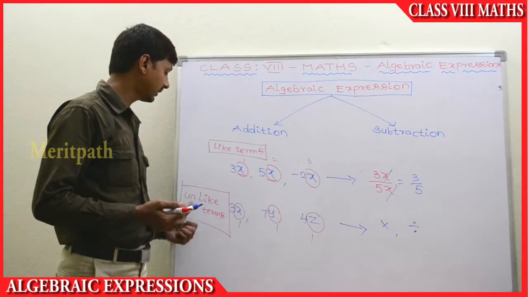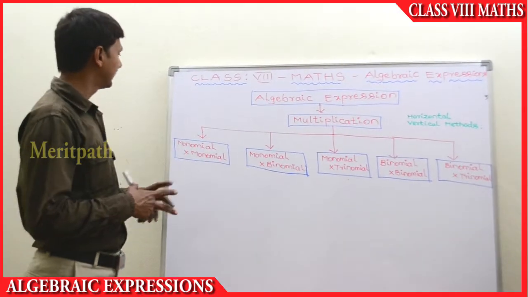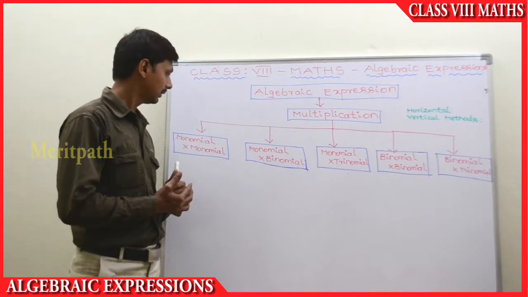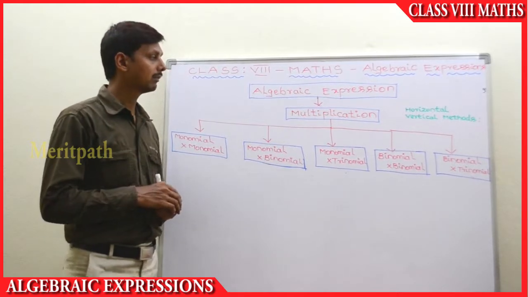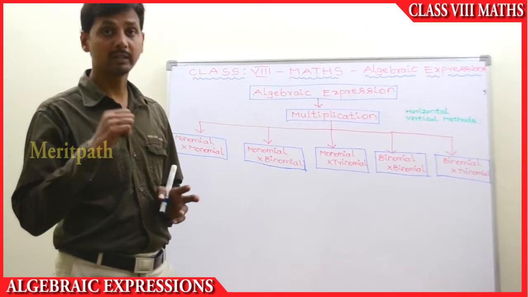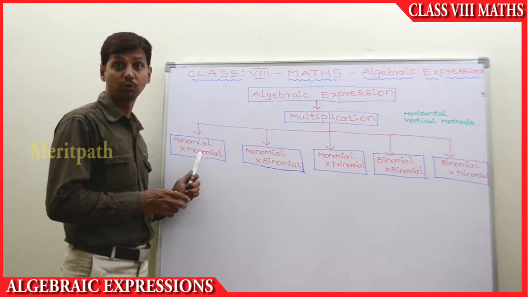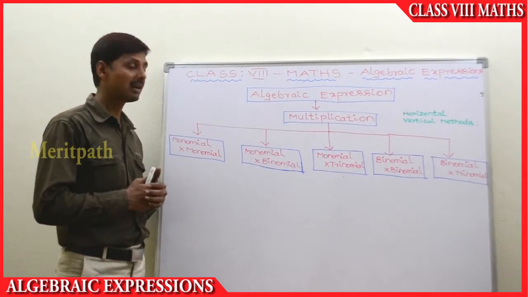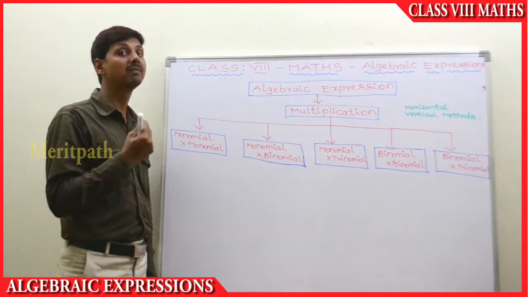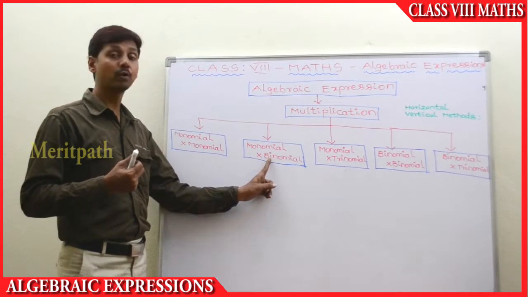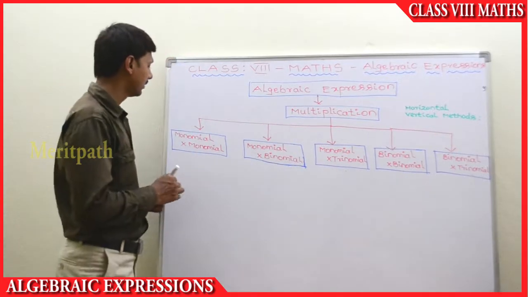So let's go to the next concept: multiplication of algebraic expressions. We'll take monomial by monomial, monomial by binomial, monomial by trinomial, binomial by binomial, and binomial by trinomial, and multiply all these expressions. First, monomial by monomial. We have learned in previous classes that a monomial is an expression which has only one term. Binomial has 2 terms, trinomial has 3 terms. So let's take monomial.